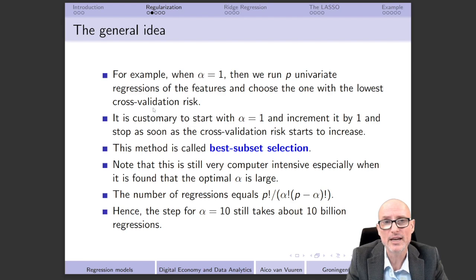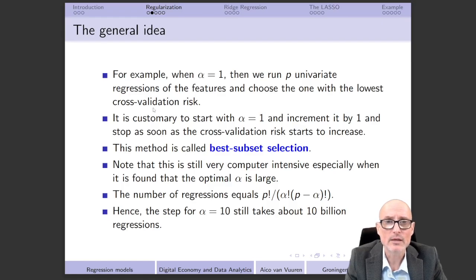That decreases quite a lot the amount of regressions that you have to run. You no longer have to run all the potential regressions. You only have to run up to the moment that you find the regression that has the alpha for which the cross-validation risk is lowest. Then you already have the best regression. This method actually has a special name: it's called best subset selection.